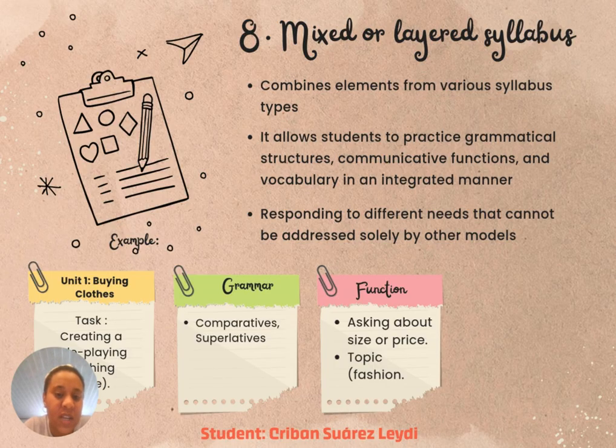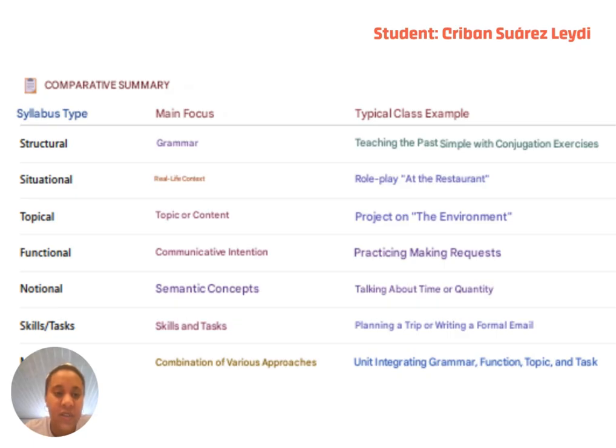As example, I have buying clothes, in which the task could be creating a role-playing clothing store. The grammar point could be the use of comparatives and superlatives. The function could be asking about size or price. The topic could be fashion, and well, that is my summary for today.